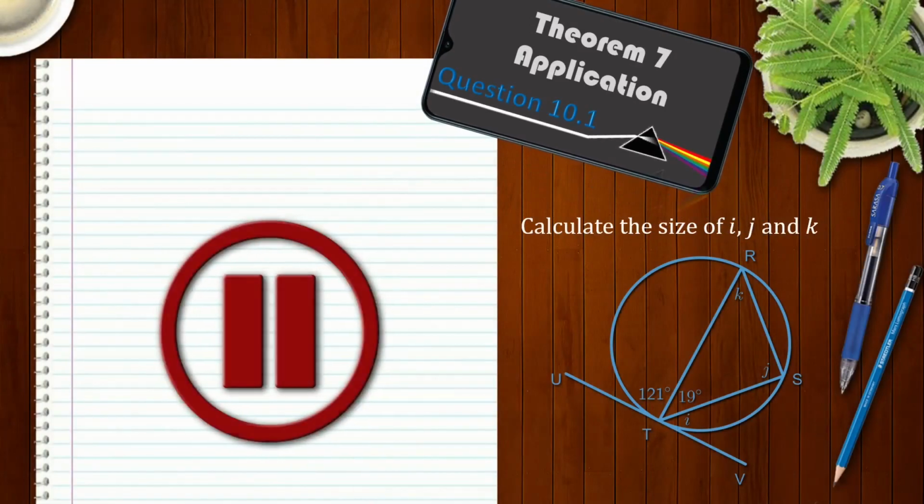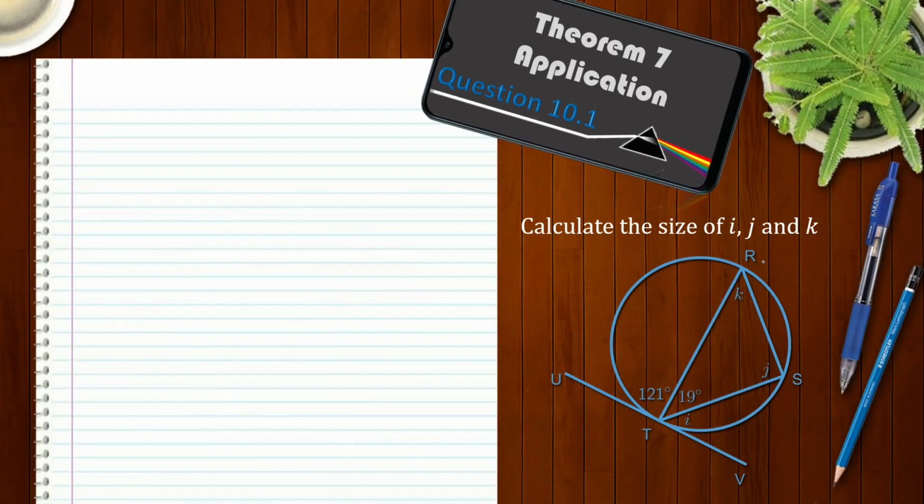Now for question 10.1, calculate the size of I, J, and K. Now I is pretty easy. We've got angles on a straight line, so it's just going to add up to 180. I plus 121 degrees plus 19 degrees will equal 180 degrees because of angles on a straight line. And then to solve for I, we just subtract on the other side. So this is 180 minus 121 minus 19. They are together 140, so 180 minus 140 is 40 degrees. Okay, so I is 40.